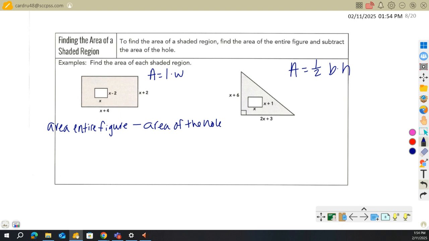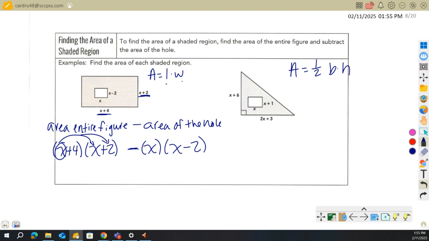So area of the entire figure, I have x plus 4 times x plus 2. So that's my length times my width. So x plus 4 times x plus 2 minus, I have x times x minus 2. So let's first start with this one. I'm going to distribute out this x to x and x plus 2.